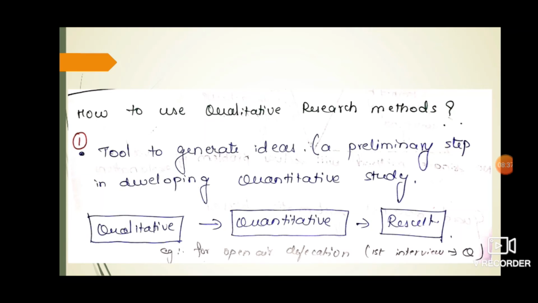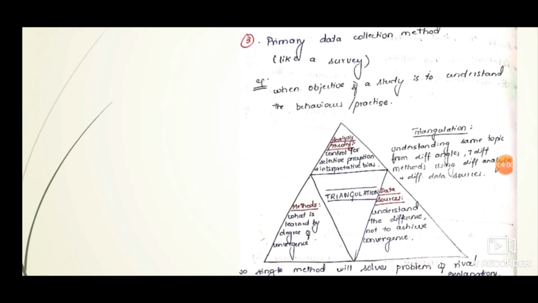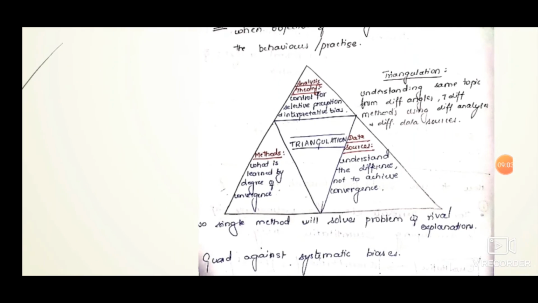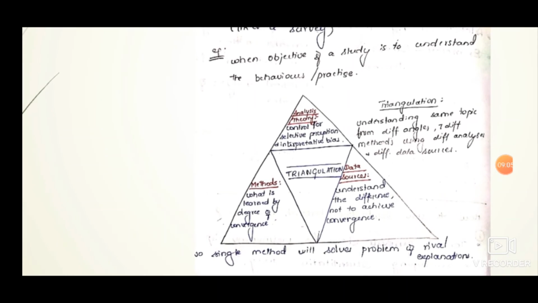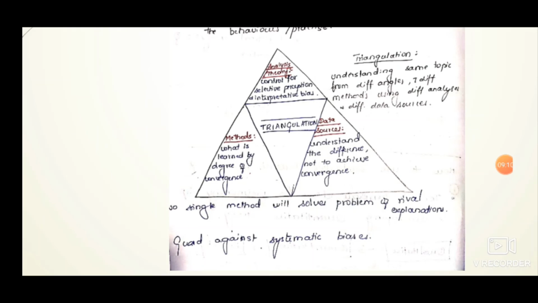How to use these qualitative methods is important. First, it generates ideas, because a quantitative idea is built upon a qualitative idea, and that brings about the result. It also helps to understand the results of the quantitative data, as said before. It is also a primary data collection method, like in a survey, when the objective of a study is to understand, for example, behavior practices. First we start with the qualitative data, then go on adding a quantitative data, and then the analysis.